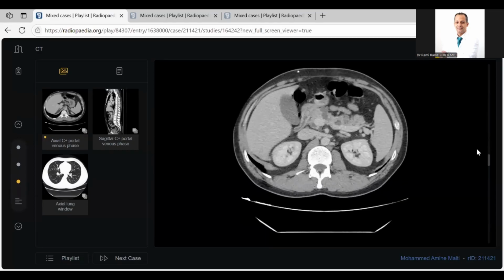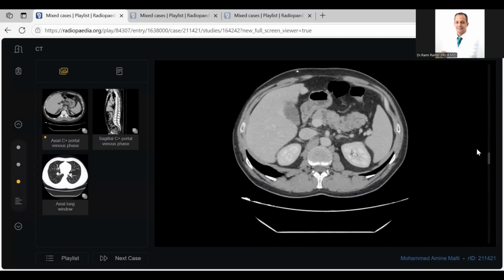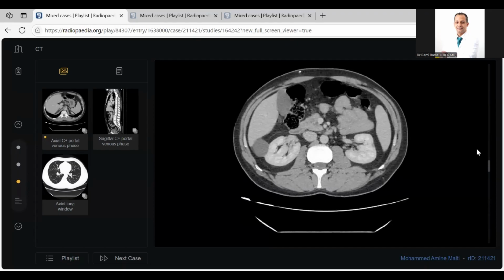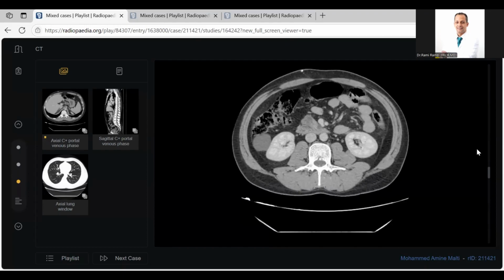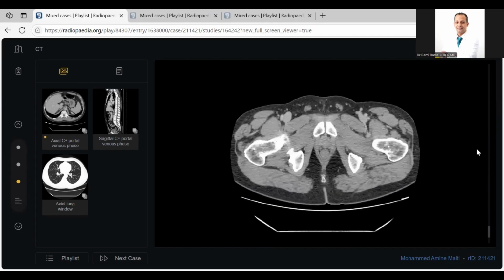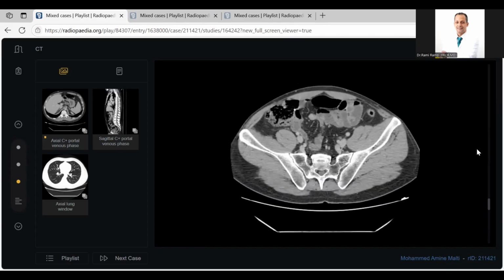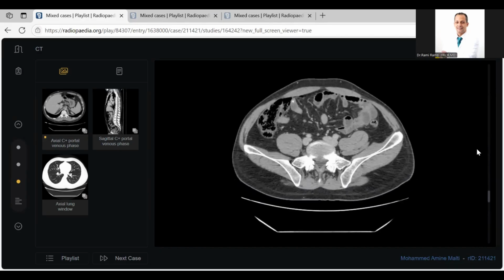Okay, go on. I can see multiple cysts in the pancreas throughout its parenchyma. I can see a simple renal cyst on the right kidney also. So multiple pancreatic cysts and renal cysts would trigger the suspicion of von Hippel-Lindau syndrome.